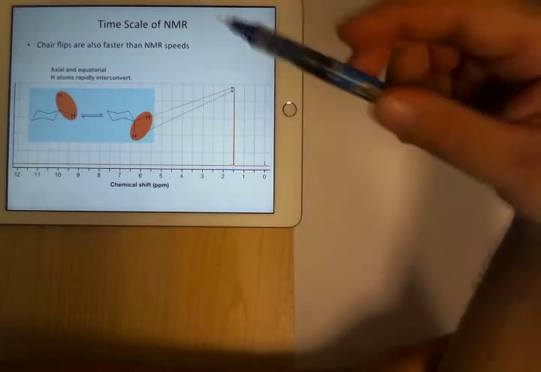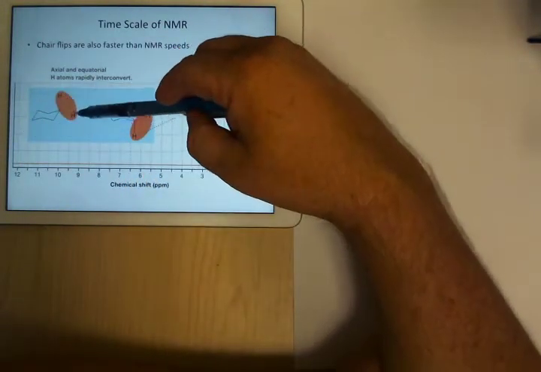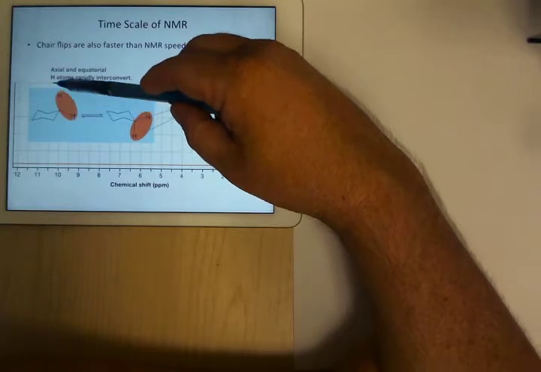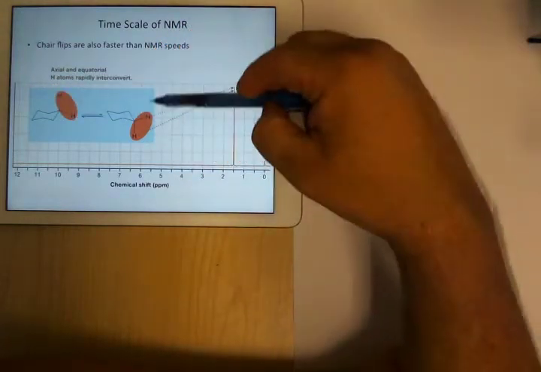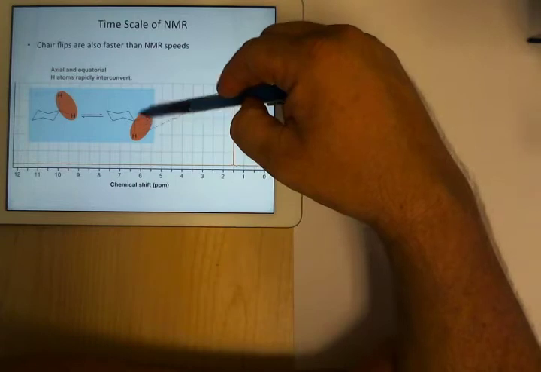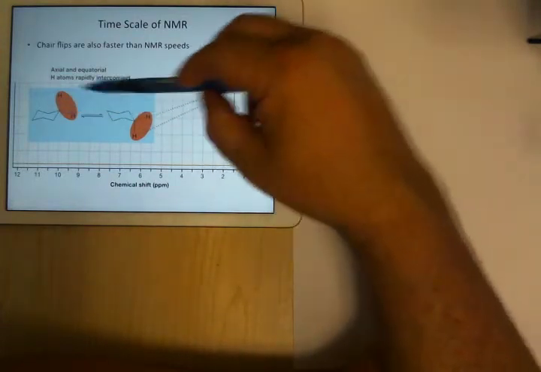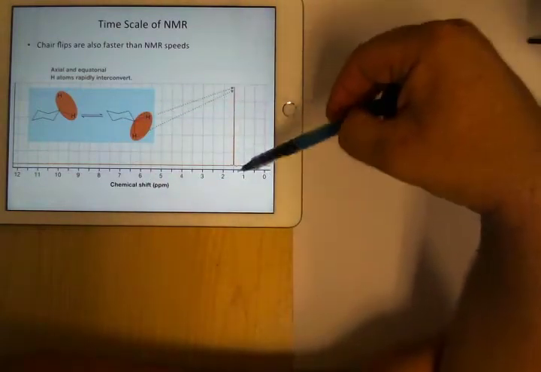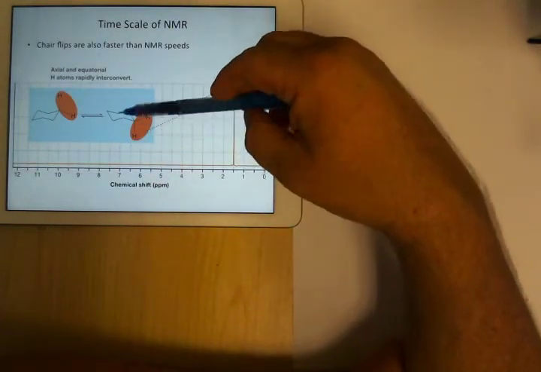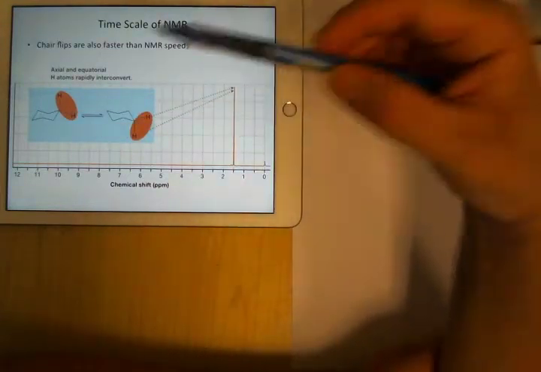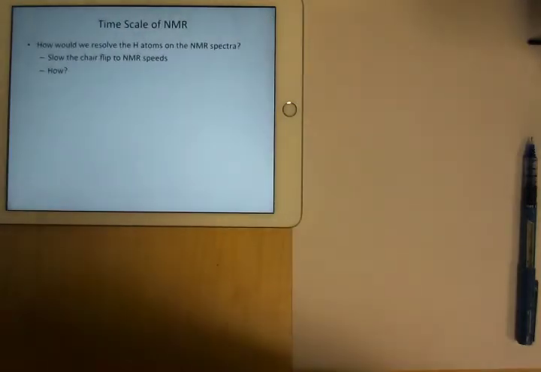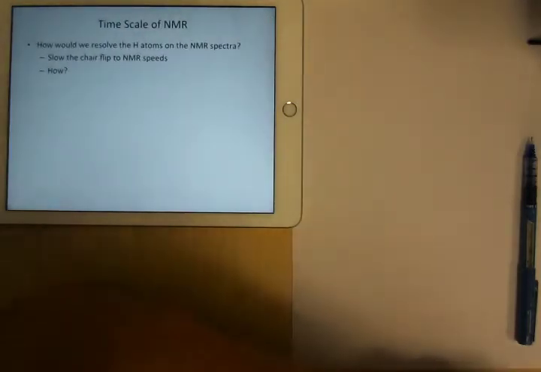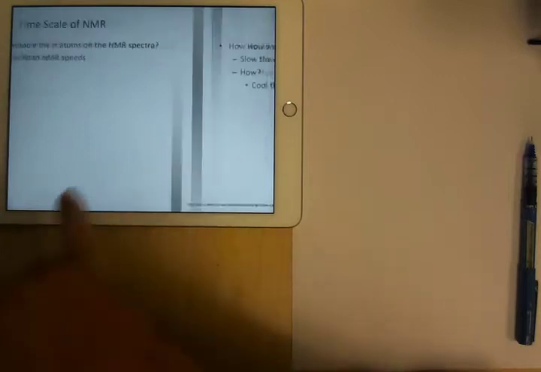The famous case is cyclohexane. You have axial and equatorial hydrogens, which are in different chemical environments. This one is feeling the axial hydrogens here, and this is equatorial, but it switches quickly with the chair flip. The chair flip goes quickly, so all you would see is the average of the two. So the question becomes, how do you see which one is equatorial and which is axial? How do you slow things down? What you do chemically is cool it.